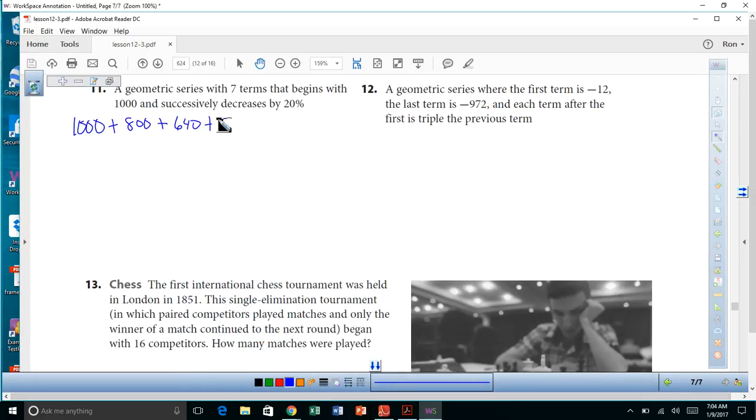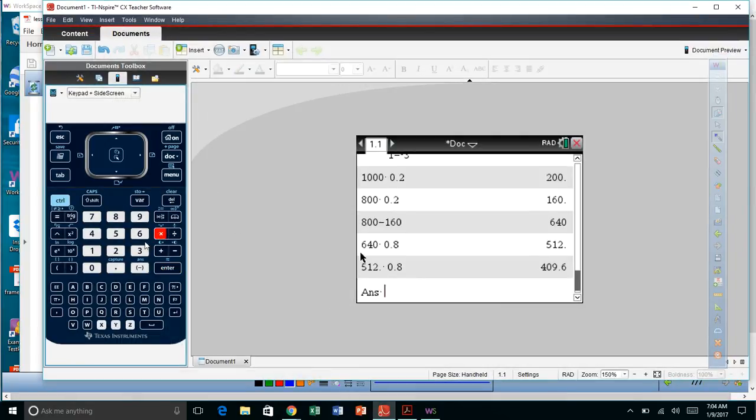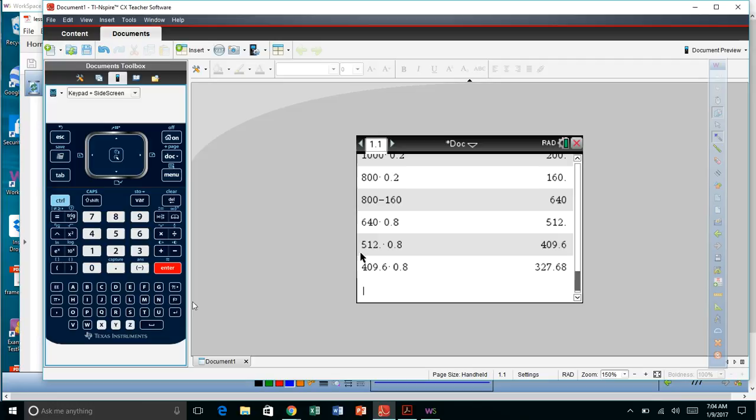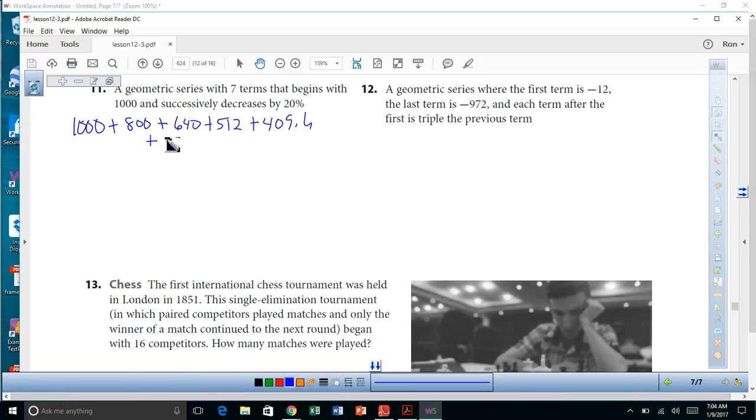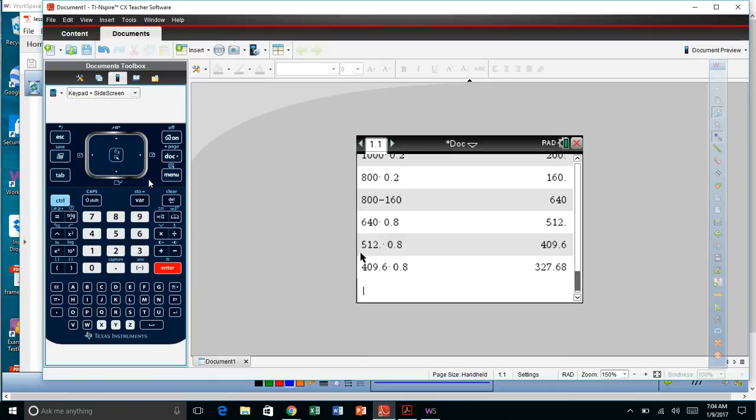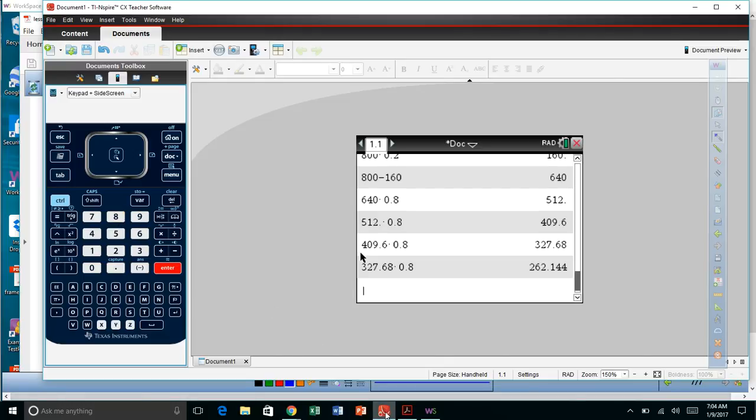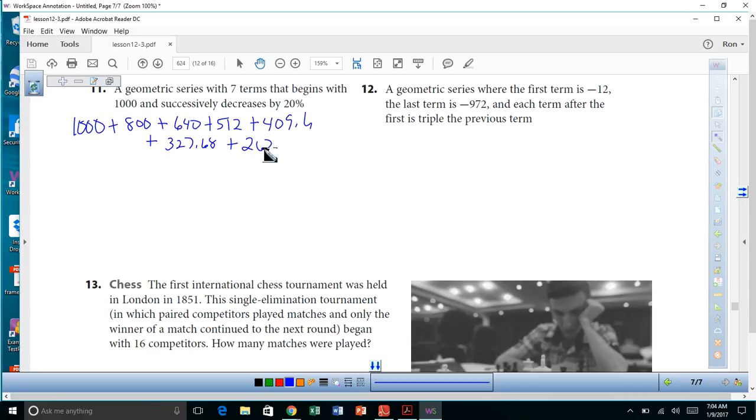Plus 512 plus 409.6. 1, 2, 3, 4, 5. And then we got two more. Plus times 0.8, 327.68, 327.68 plus times 0.8 and 262.144. Now, yes, since there's only 7 terms, you could add them all up.